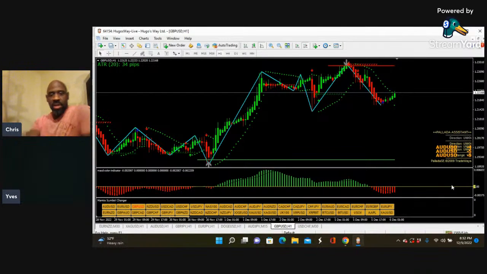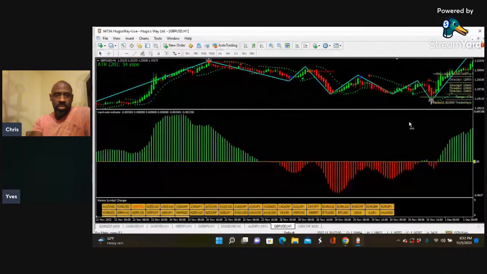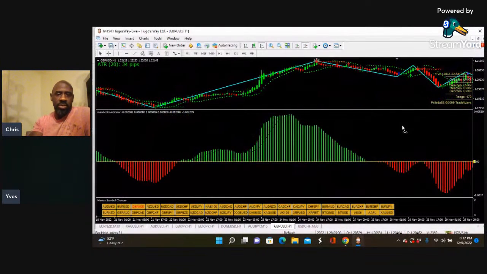Okay. Even though, when you look at the graph right here, keep in mind that the graph is strong, but it's going back into a sell. That's a strong buy right here, but that sell is... those buys have been pretty strong though. I ain't gonna lie.